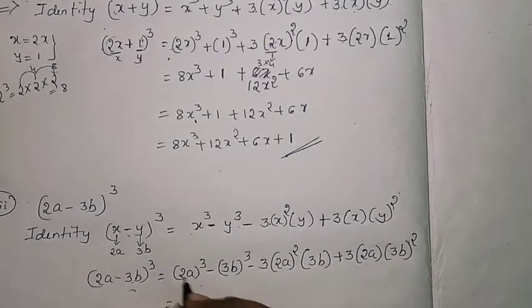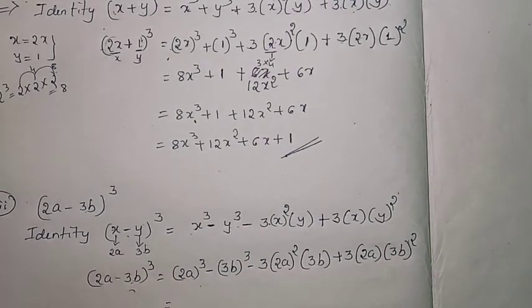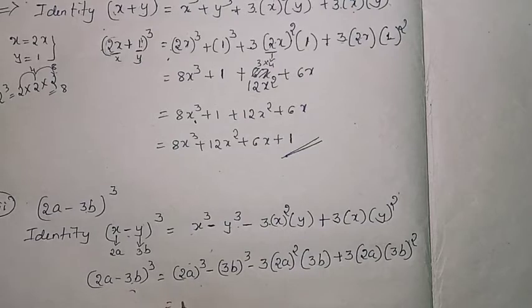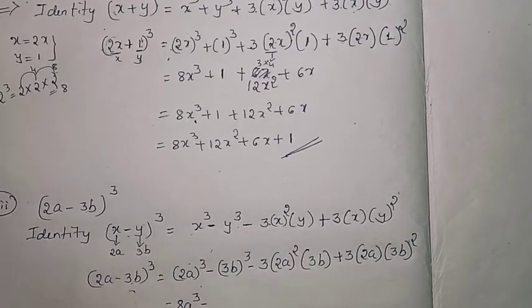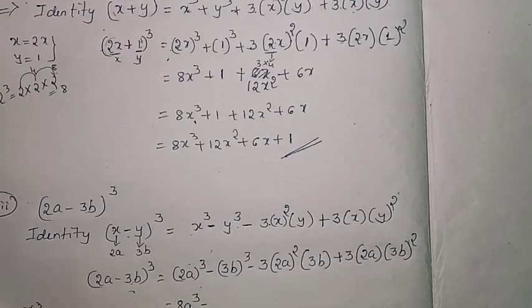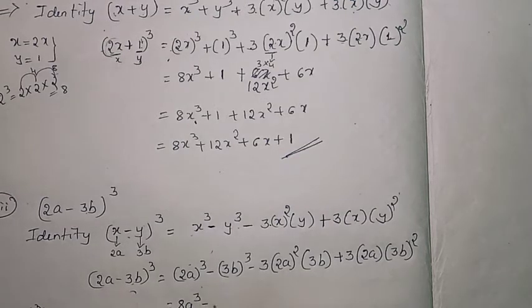So now 2 into 2 into 2. So that is 2 2s are 4, 4 2s are 8. So it is 8a cube. Now 3 into 3 into 3. 3 3s are 9, 9 3s are 27.